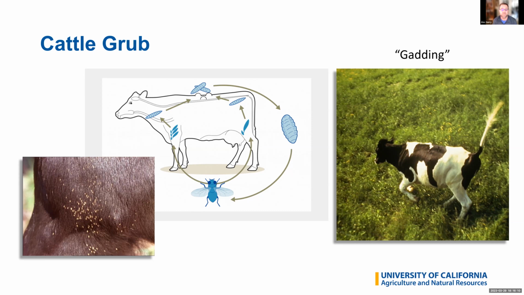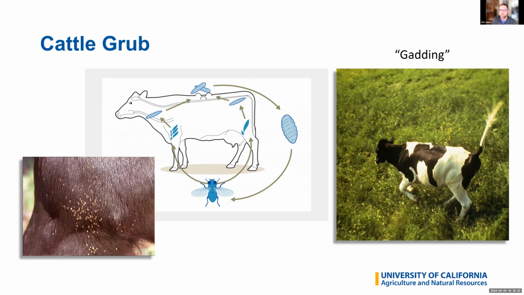The larva finishes its development in that warble on the back of the animal. And when it's ready to pupate and form the adult stage of the fly, it pops out of that warble, pops out of that hole essentially, and falls to the ground. And then within a few weeks, the adult fly is emerging from the pupa and starting this process over again.